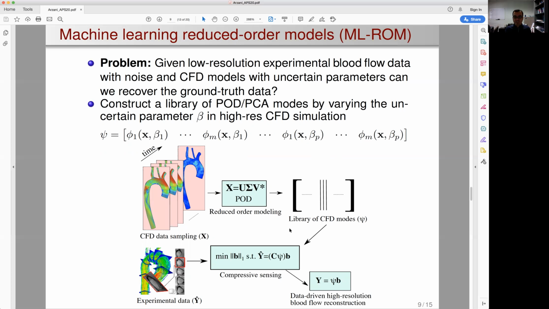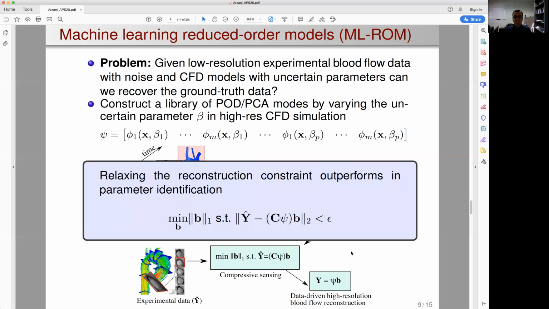Now, after you build this library of CFD modes, you have your low resolution experimental data. If you look at the figure, that's Y hat. And all you do now is apply the compressed sensing problem that we saw before. We require our solution to match the low resolution experimental data at the locations where we do have experimental data, and we also use the L1 norm to promote sparsity. And from this framework, we can identify our uncertain parameter, and we can also reconstruct our high resolution data.